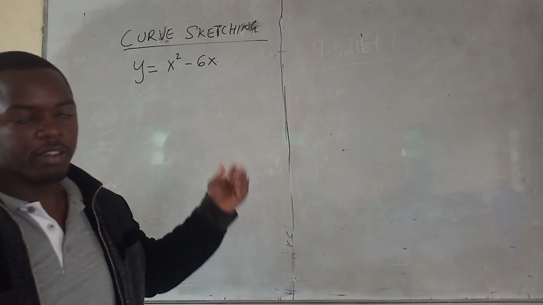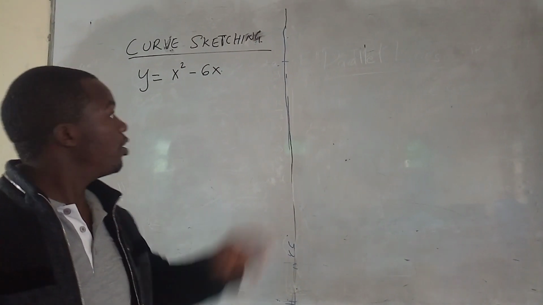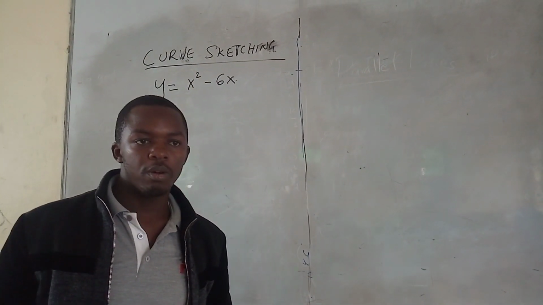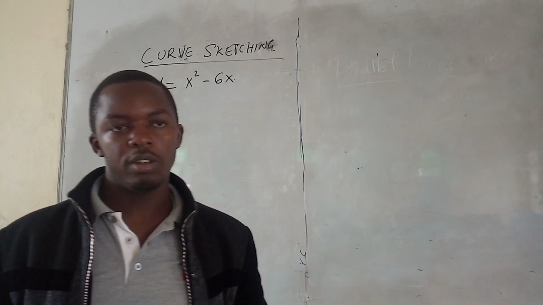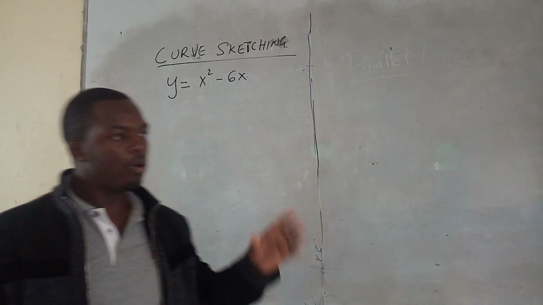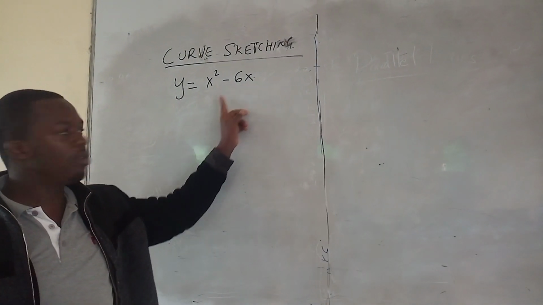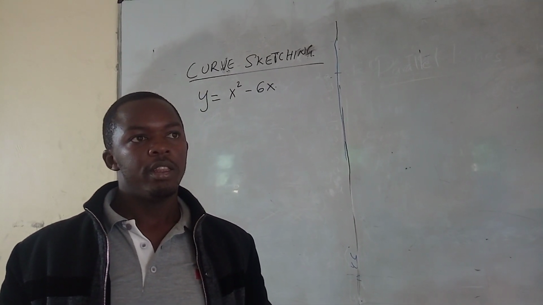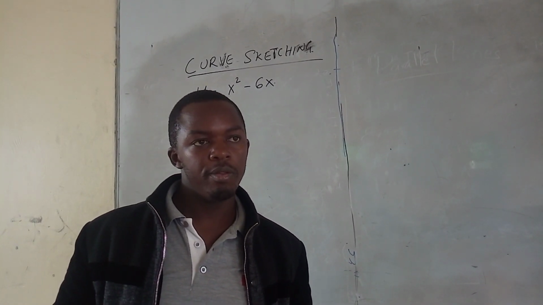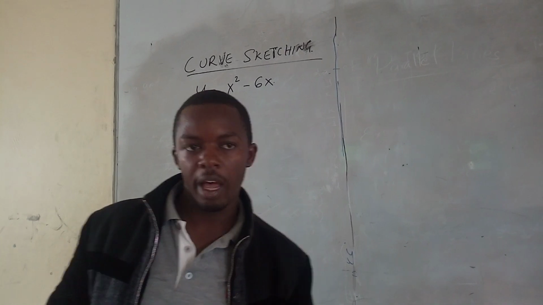Welcome to today's lesson, and today's lesson is on curve sketching. We want to learn how we can sketch a curve given the function. For example, I have given you a function y is equal to x squared minus 6x. That's a function for the curve, and I want to sketch the curve.